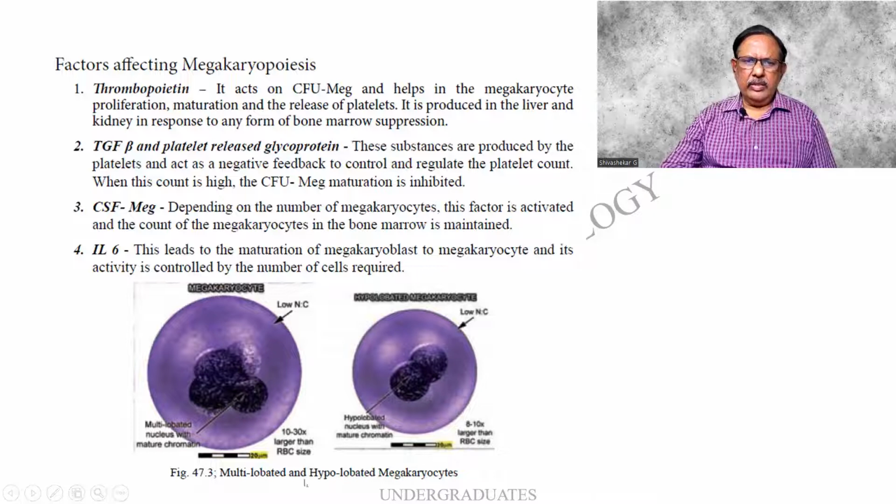This is a structure of the megakaryoblast. I find that it is having less of nucleus or lobations, called hypolobated, whereas it is normolobated. Whereas in the case of a normal megakaryocyte, it is a large cell. In fact, it is the largest cell, which is having multiple lobed nucleus. These are some of the factors that help in megakaryopoiesis. We need not go through the text of this.